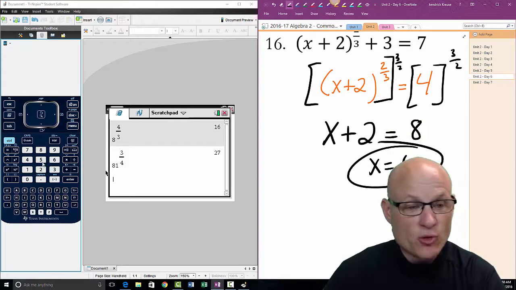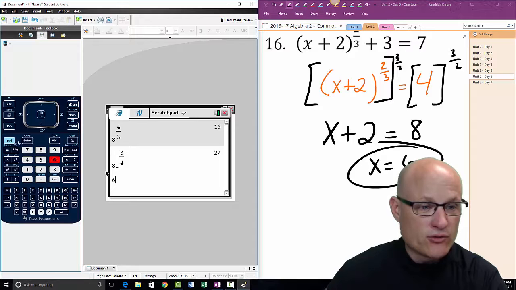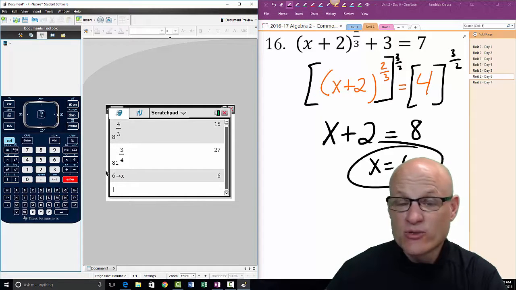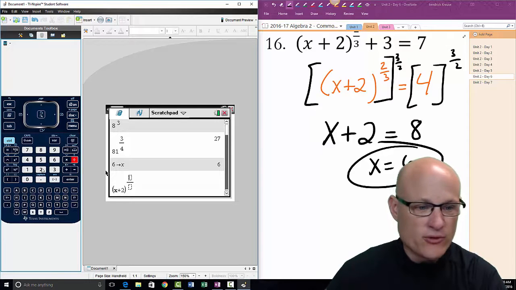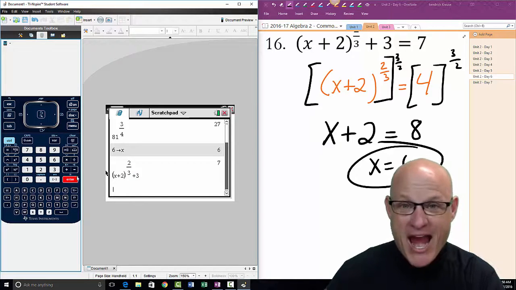So first thing I'm going to do is store 6 into x. So 6, control var x, enter. And then I'm just going to type the original problem in. Parentheses, x plus 2, parentheses, raised to the, it's a rational exponent, 2/3. Get out of all that exponent mode, plus 3. And hopefully it's 7. Pacham!